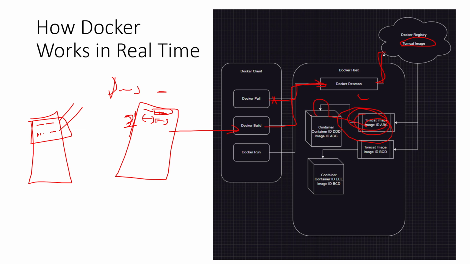And then when you run the run command, it goes and creates a container, and you will see that the Tomcat EE container gets created. I'm just giving you a random name with a BCD image. Let's just say if this is the Tomcat image, then it will create a different container.